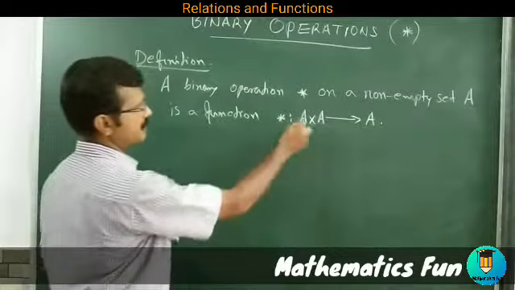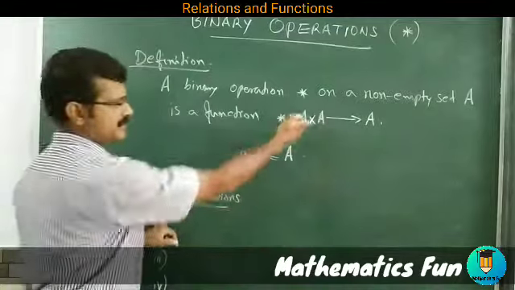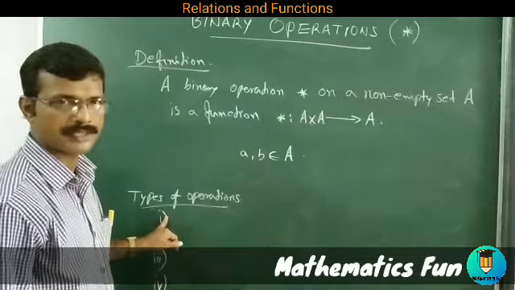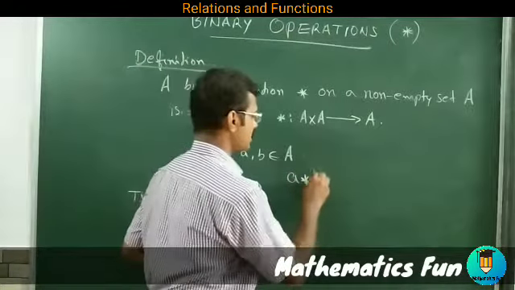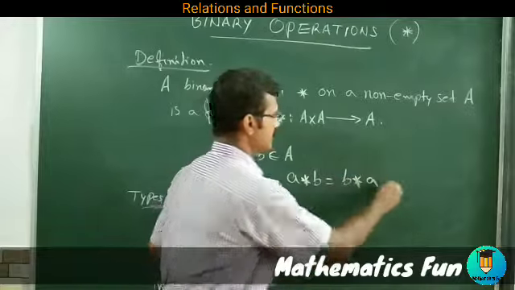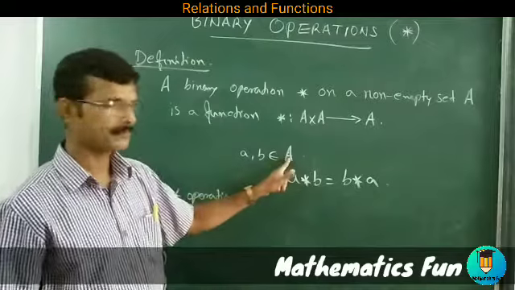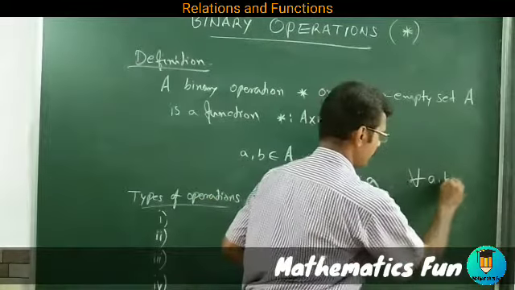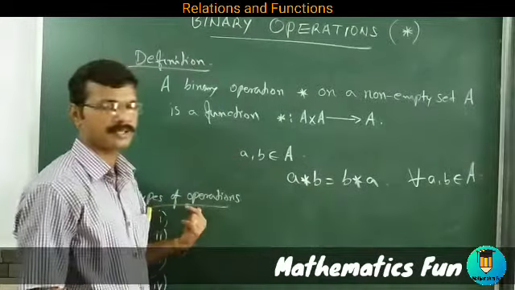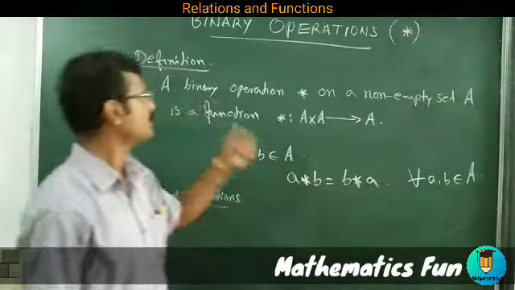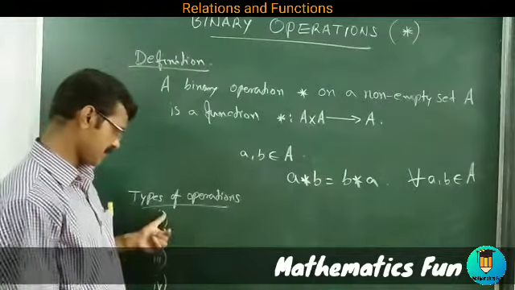Suppose I am taking elements from A, that is, a, b belongs to A. Whatever the set is, two elements a, b; for commutative property I need two elements. Then what is commutative property? A star B is equal to B star A for all a, b belongs to A. If this result is satisfied, it is commutative property. This is the commutative property of a binary operation: A star B is equal to B star A. That is number one.